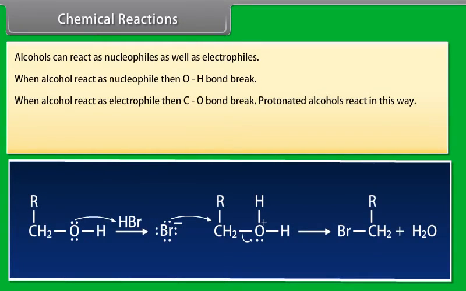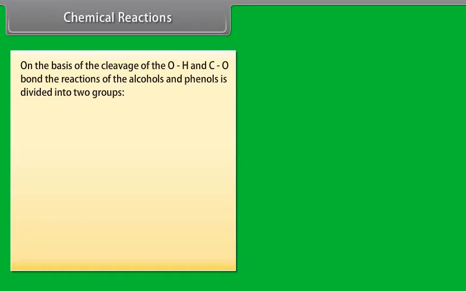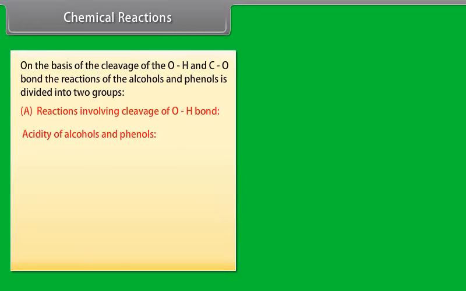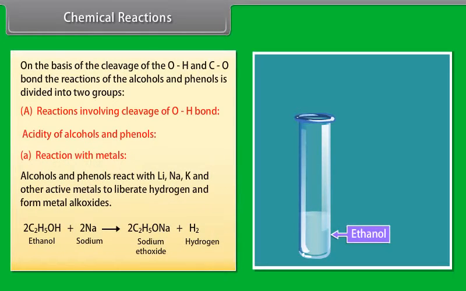Chemical reactions. Alcohols can react as nucleophiles as well as electrophiles. When alcohol reacts as nucleophile, then the OH bond breaks. When alcohol reacts as electrophile, then the CO bond breaks. Protonated alcohols react in this way. The disadvantage of using a protonated alcohol is that a strongly acidic solution is required to protonate the alcohol.